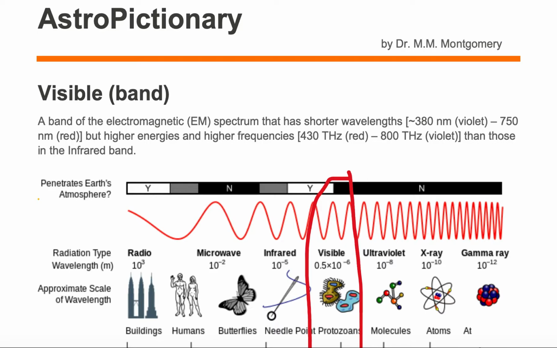Basically, the visible band, otherwise known as the visual band, is a band of the electromagnetic spectrum that has shorter wavelengths, higher energies, and higher frequencies than the infrared band.